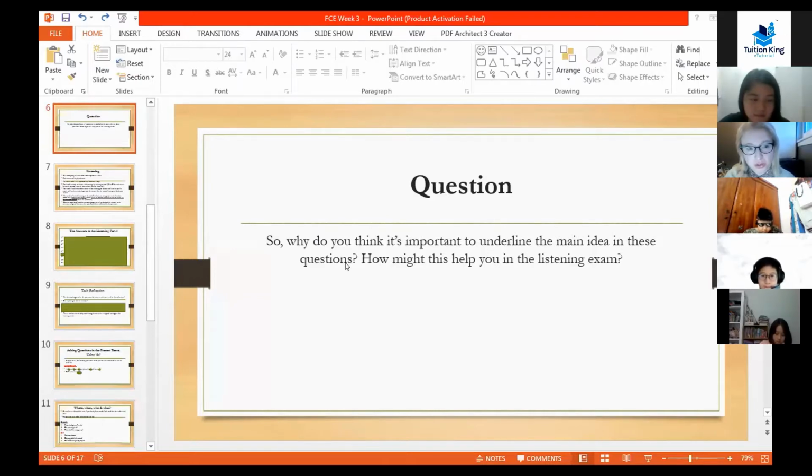This is the question you should have also been considering and discussing in your breakout rooms. Why do you think it's important to underline the main idea in the questions? And how do you think this might help you in the listening exam? Okay, in case you didn't discuss that, I'm going to give you all about a minute, to give you the chance to unmute your microphone and to share your ideas.